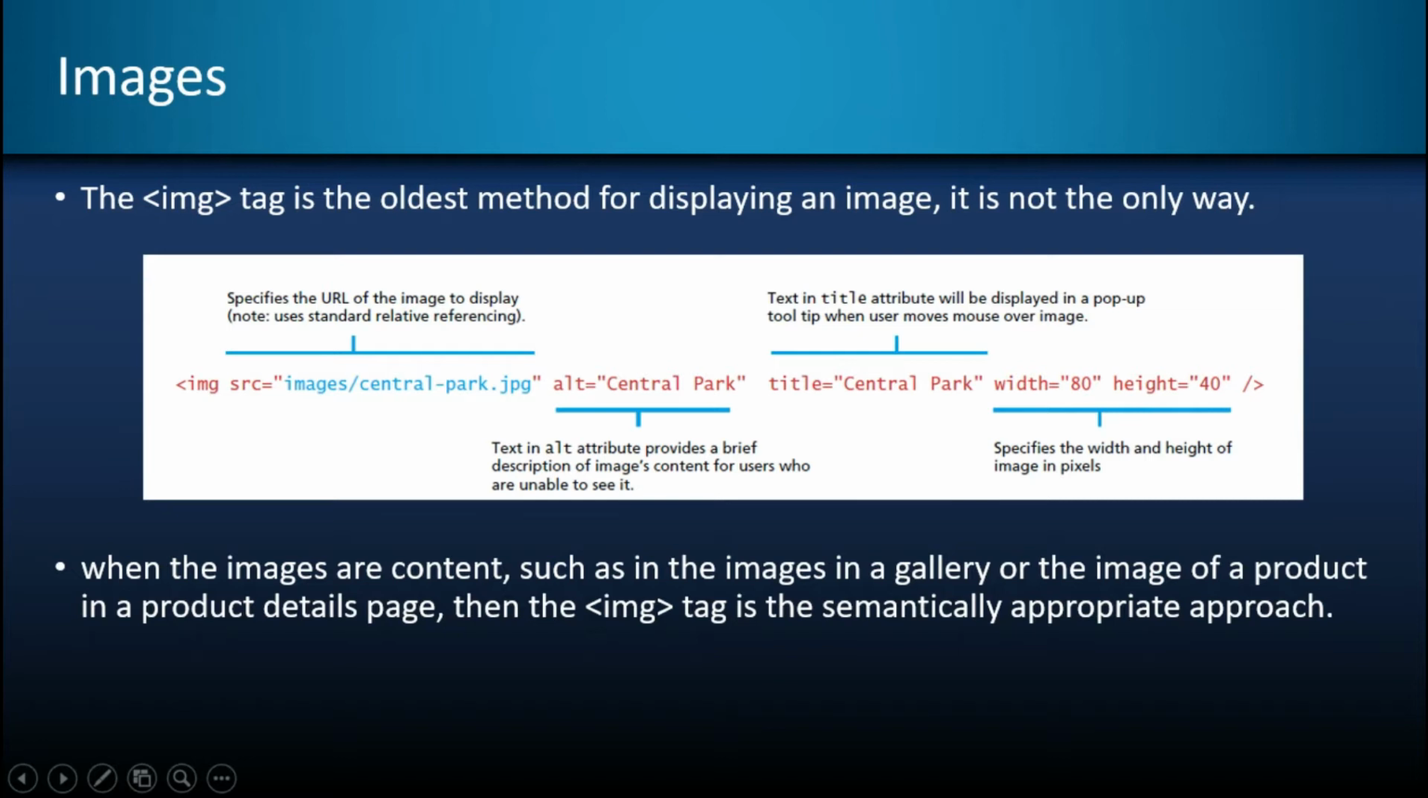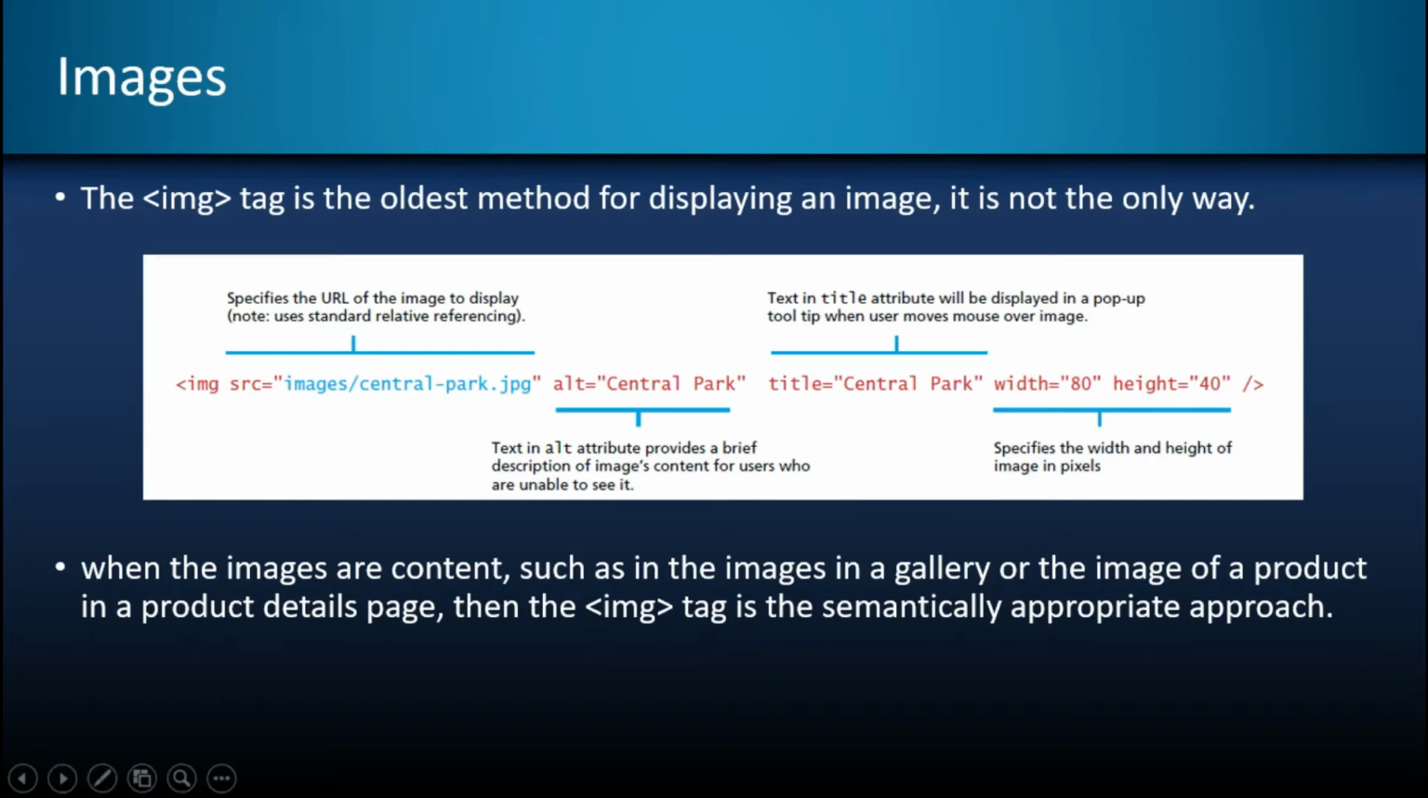Then alt is for displaying text if the image is not properly loaded, and this alternate text is for blind persons who cannot see these images. The alt attribute provides a brief description of the image content for users who are unable to see it. Those who are blind cannot see the web page, right? They are just listening to the web page using speech recognition software. At that time this will be very helpful. So in the alternate text you can write that it is an image of Central Park, or whatever it is.